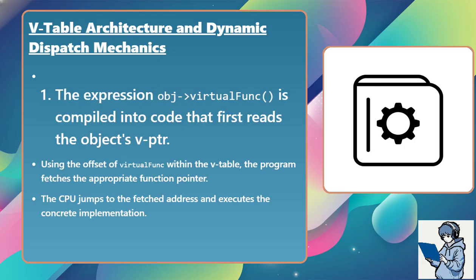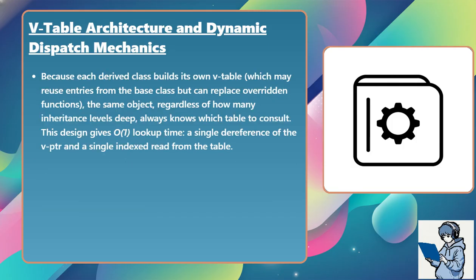Step 1. The expression obj->virtualFunction() is compiled into code that first reads the object's v-pointer. Step 2. Using the offset of the virtual function within the vtable, the program fetches the appropriate function pointer. Step 3. The CPU jumps to the fetched address and executes the concrete implementation. Because each derived class builds its own vtable, which may reuse entries from the base class but can replace overridden functions, the same object, no matter how many inheritance levels deep, always knows which table to consult.